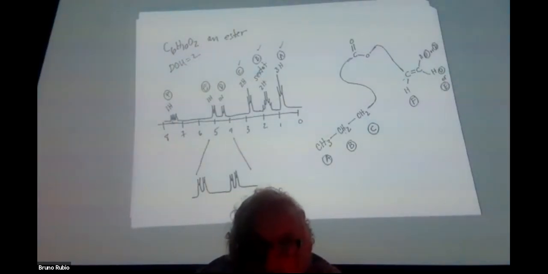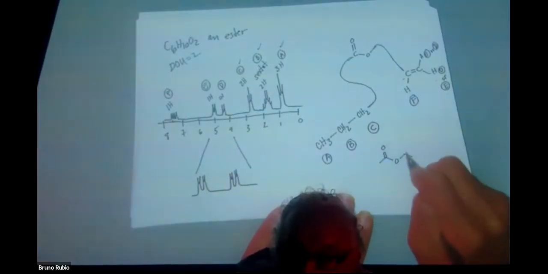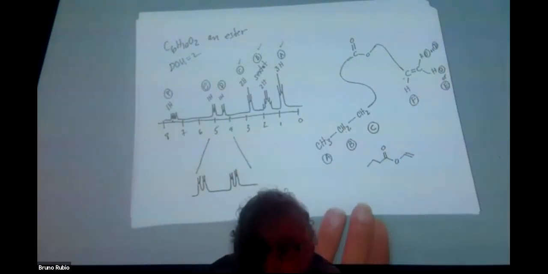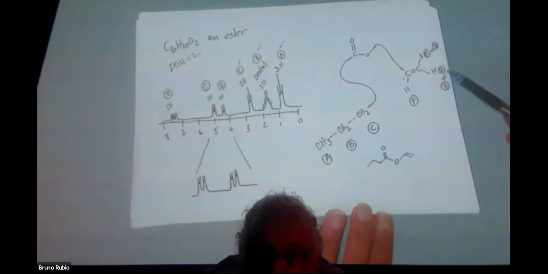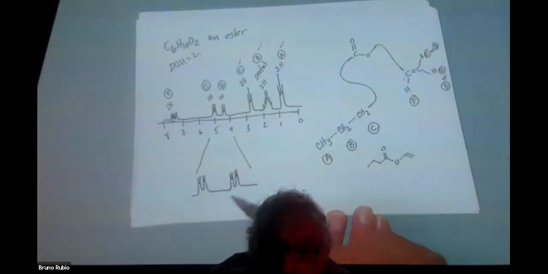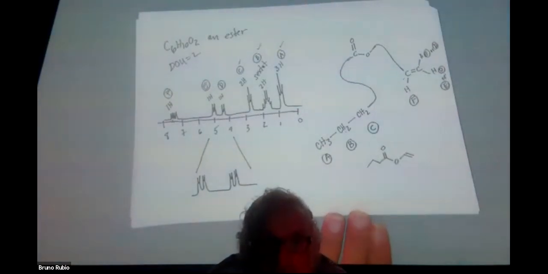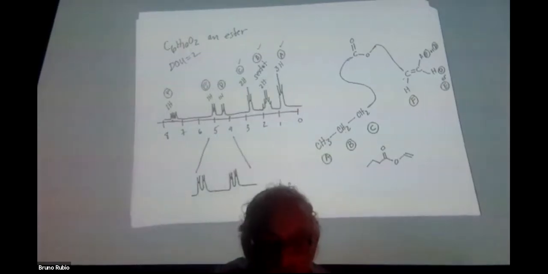But anyway, there's our structure, drawn in a prettier way. It would be this vinyl butyrate. So the F is split into a doublet of doublets by the E and the D. The E is split into a doublet of doublets by the F and whichever proton this is. So that's why we get this other doublet of doublets. And the same goes for this. So there's a problem that you're using complex splitting to determine the structure.